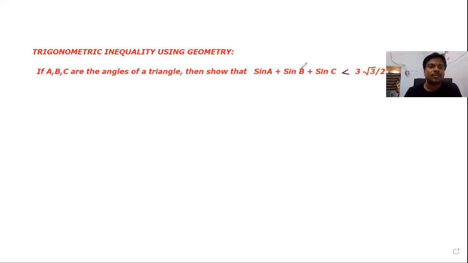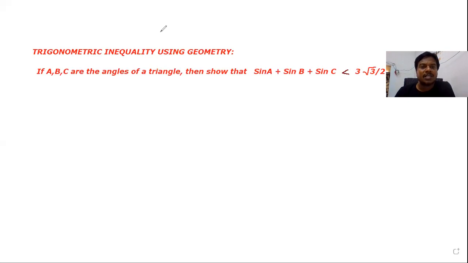Hello students. Today we are going to discuss a trigonometric inequality using geometry. See the question. If A, B, C are the angles of a triangle, then show that sin A plus sin B plus sin C is less than 3 root 3 by 2. This is the question.